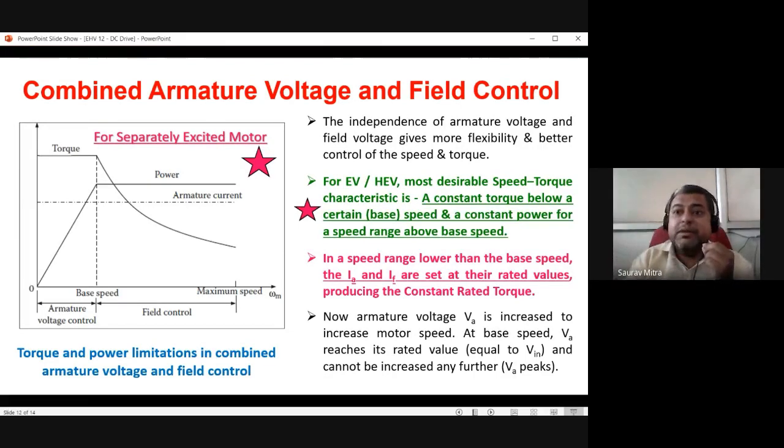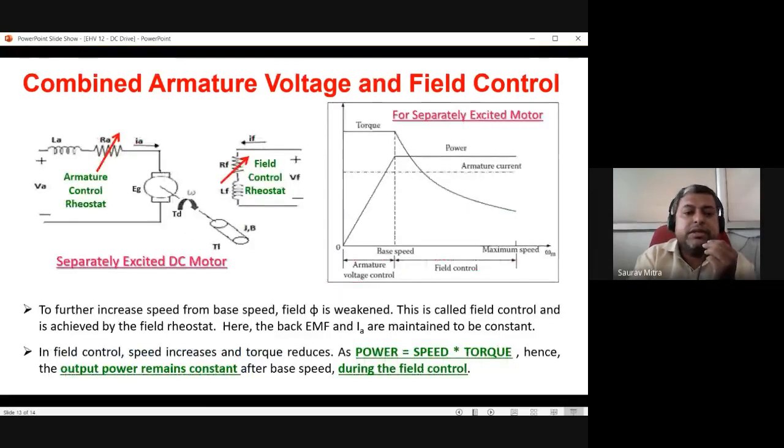Now after the basics of the construction and characteristics of the DC series motor, how to control it? There are mainly two types of control in your syllabus. The first one is combined armature voltage and field control. Here we are using a separately excited DC motor, because VA is the armature supply, and this is RA. Here RA means only the armature resistance, and there is an external rheostat connected.